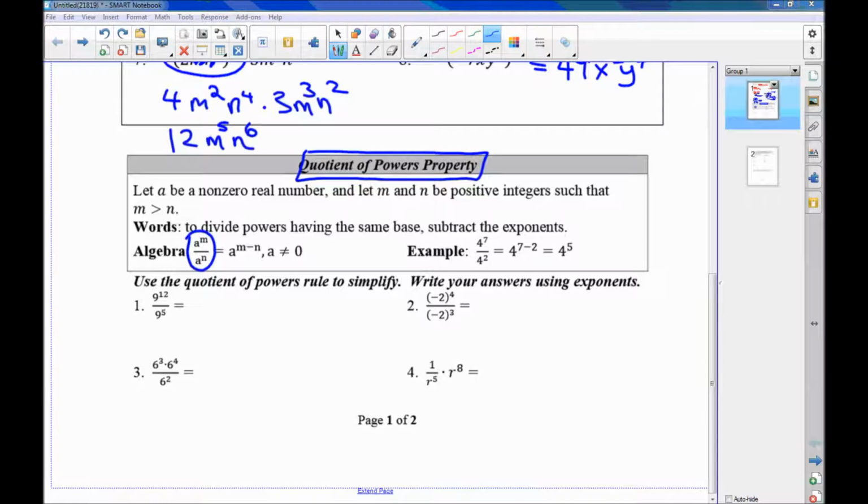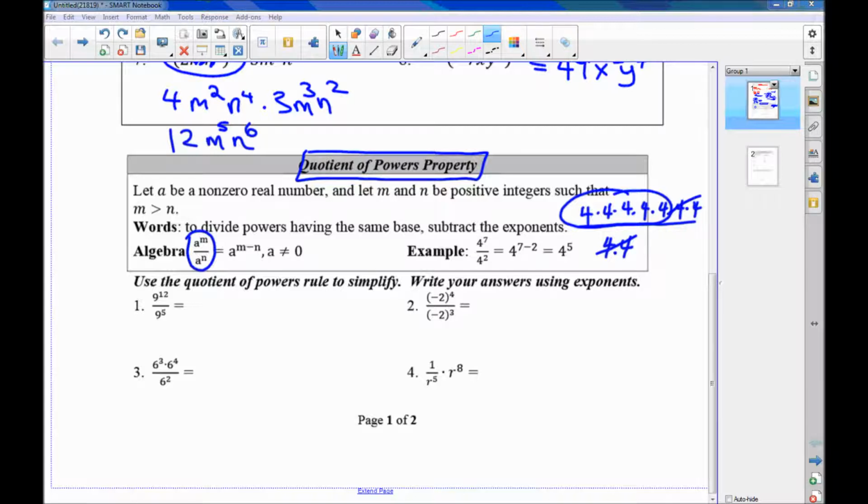And here's why. If we expand 4 to the 7th, we would have 1, 2, 3, 4, 5, 6, 7 4s on top. And if we expand 4 squared, we would have 2 4s on the bottom. And you could see 2 of these would cancel with 2 of those. And that leaves 5 extra up top, so that's why it's 4 to the 5th power. All right, so use the quotient of powers rule to simplify and write your answer using exponents, so we don't have to actually work out like 4 to the 5th power.